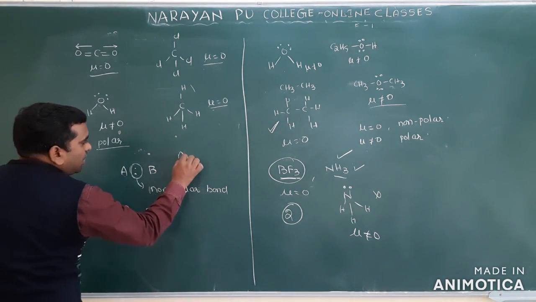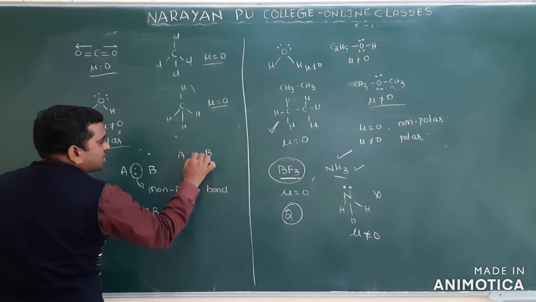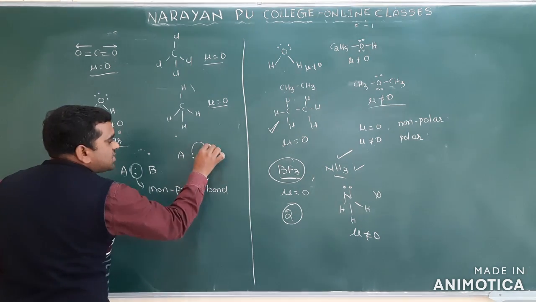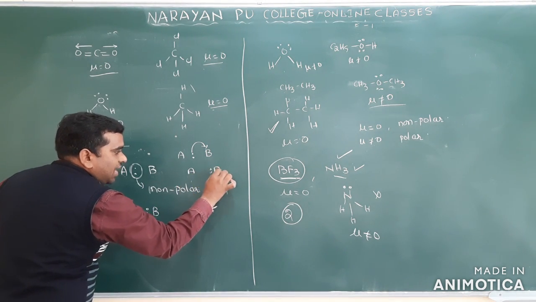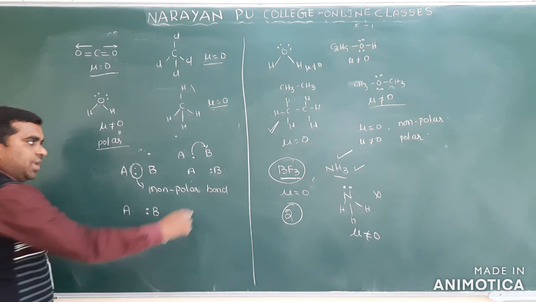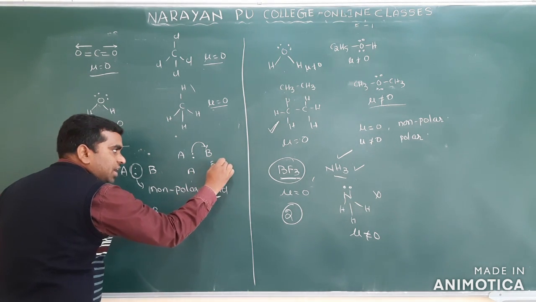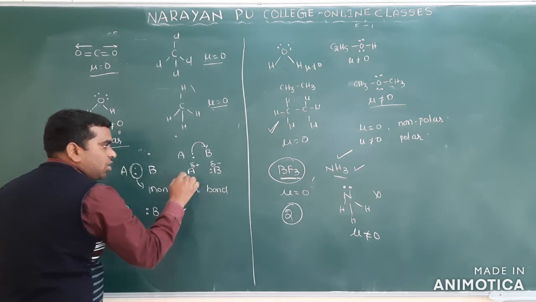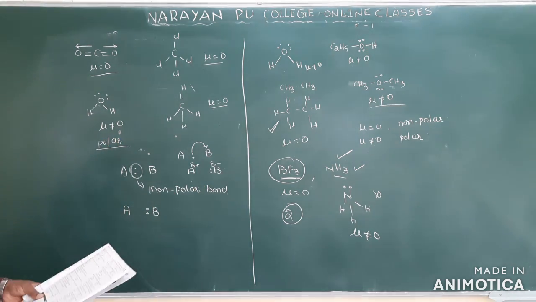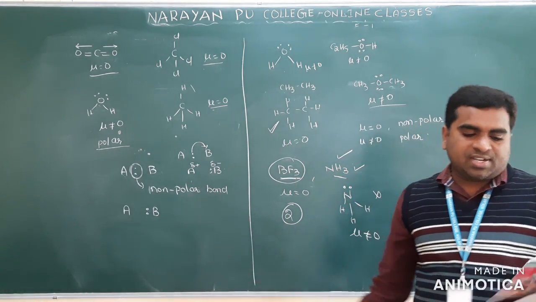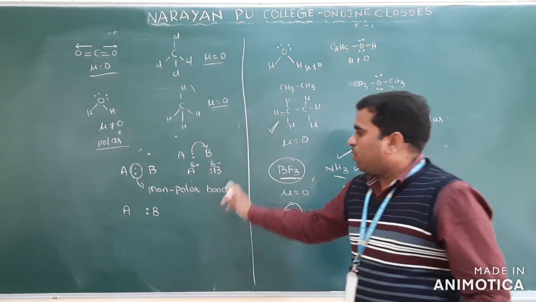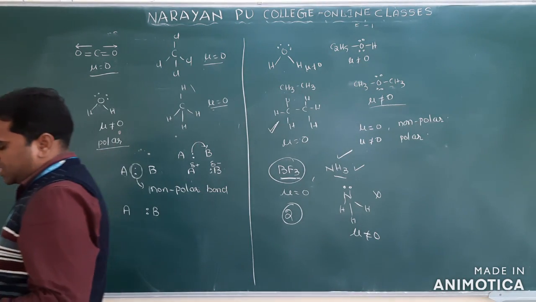Because B is more electronegative, the bond electrons are close to B. B is gaining electron density, so it gets a negative charge, and A is losing electron density, so it gets a positive charge. So the bond is a polar bond. Clear? Poles are generated, so that is a polar covalent bond. This is a non-polar covalent bond.